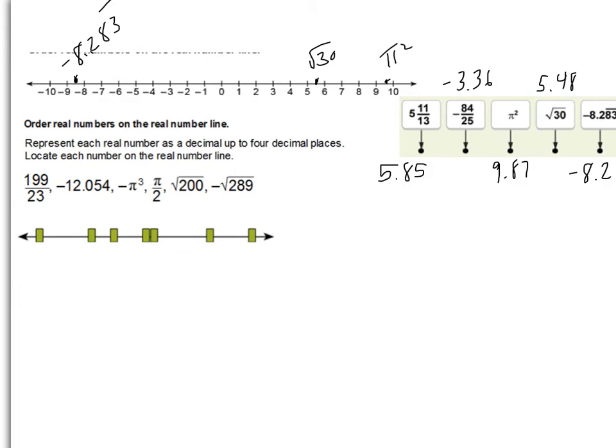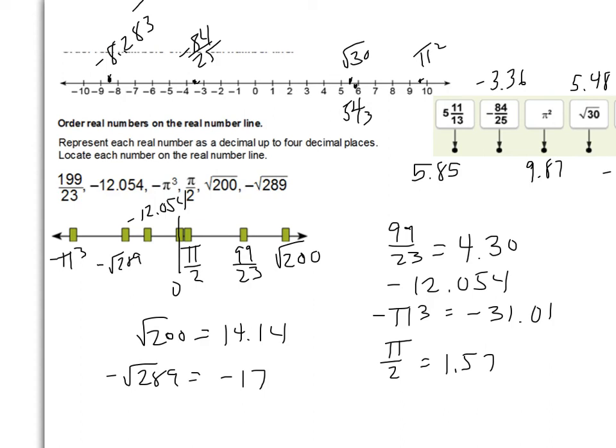Then we have negative 84/25. So that's between negative 3 and negative 4. So that's negative 84/25. And then we have 5 and 11/13, which is again between 5 and 6, but it is closer to 6. So it's going to be like right over here, and this is 5 and 11/13. Okay? Now I want you to do the same thing, represent each real number as a decimal, and locate the number on the real number line. So I'm going to stop the video and you're going to do that right now on your own.